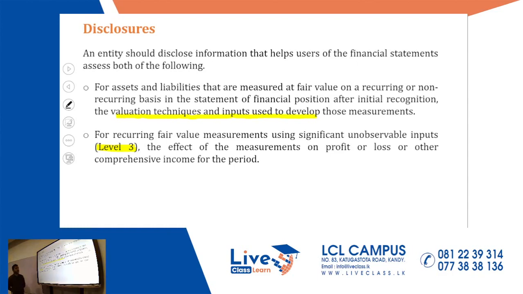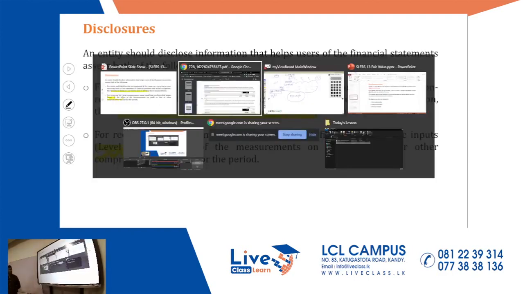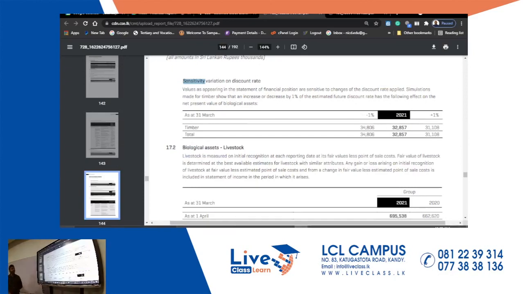Disclosures බලන්න. For asset and liabilities that are measured on the fair value on recurring or non-recurring basis, in the statement of financial position after initial recognition, you want to specify what are the valuation techniques and the input used. The level 3 data, no? You want to give those information. That's what we learned. Right. So that's about the standard. I believe that it's clear for you all.